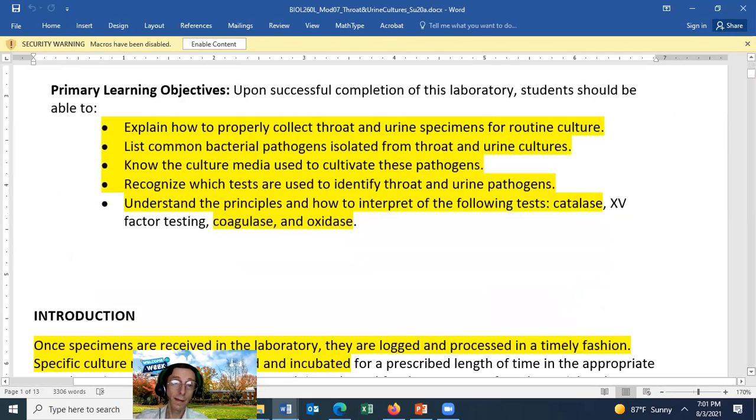The learning objectives: be able to explain how to properly collect throat and urine specimens for routine culture, be able to list common bacterial pathogens isolated from throat and urine cultures, know the culture media you use to cultivate these organisms, recognize which tests are used to identify throat and urine pathogens, and understand the principles of how to interpret the following tests: the catalase test, the coagulase test, and the oxidase test. Any question about what we're doing?